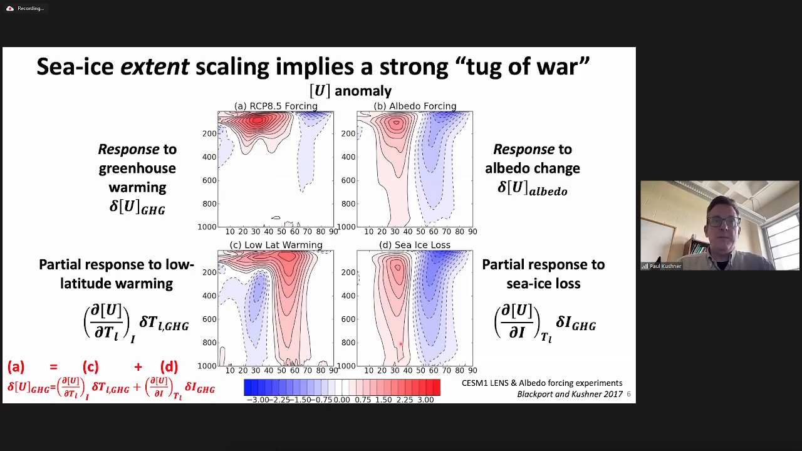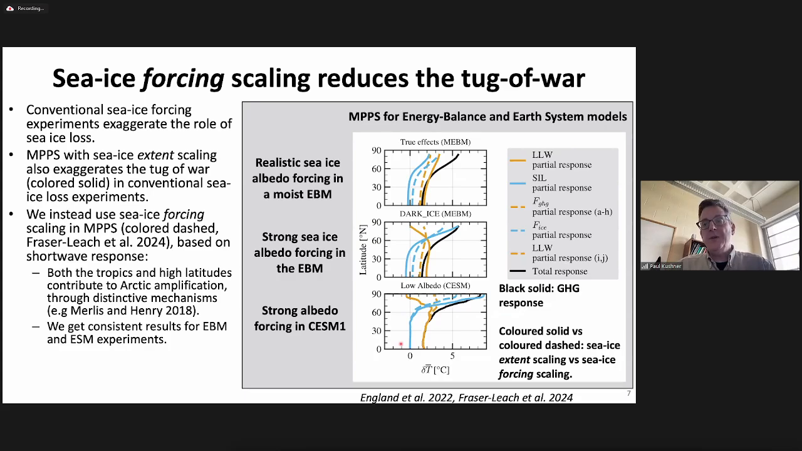So that's fine, but there is an issue here, and that is we're not really sure if the tug of war is a realistic effect, especially given that this true sea ice effect might be much less than the actual sea ice effect that comes out of these experiments. So what we've done is looked at alternate scalings. And we're motivated by working with this moist energy balance model. And results are shown here in the top two panels. Okay, the black is the total response.